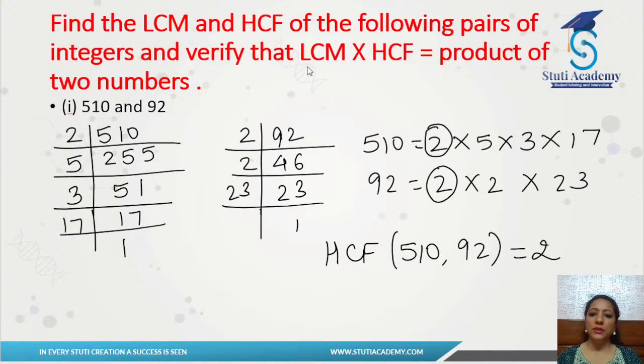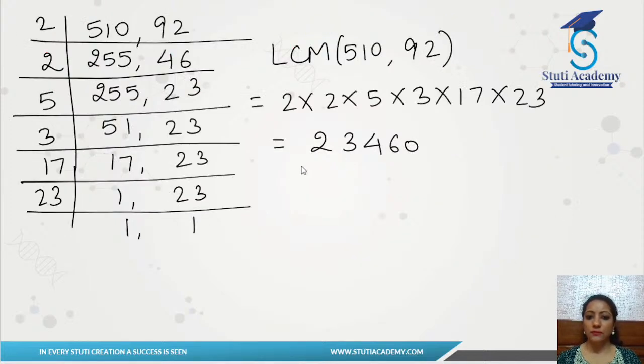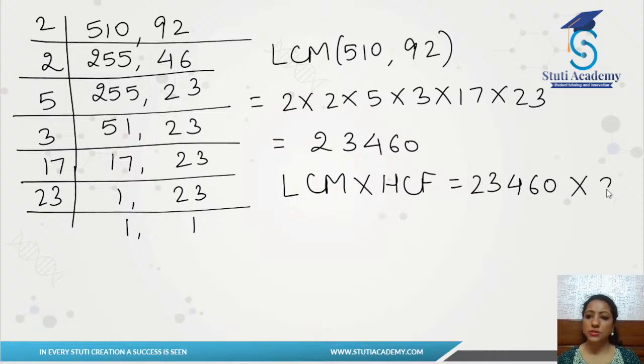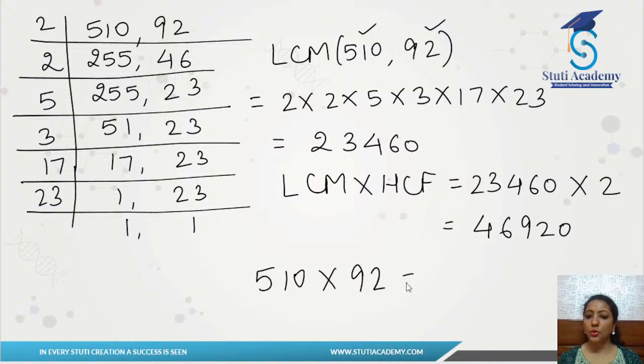Now as per the question, we need to check that LCM into HCF is the product of the numbers. So I'll take the HCF 2 and the LCM we've already solved. So let's see, LCM into HCF is 23460 times 2. Now when you're going to multiply these two, you will get 46920. Now this is same as the product of the given numbers. So if you take 510 and multiply it with 92, you will realize you're getting the same number, 46920. Children, you must get the same number in this case.